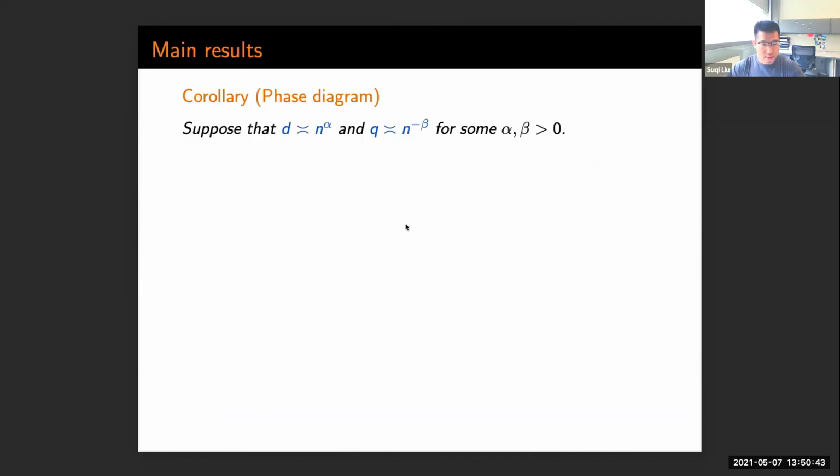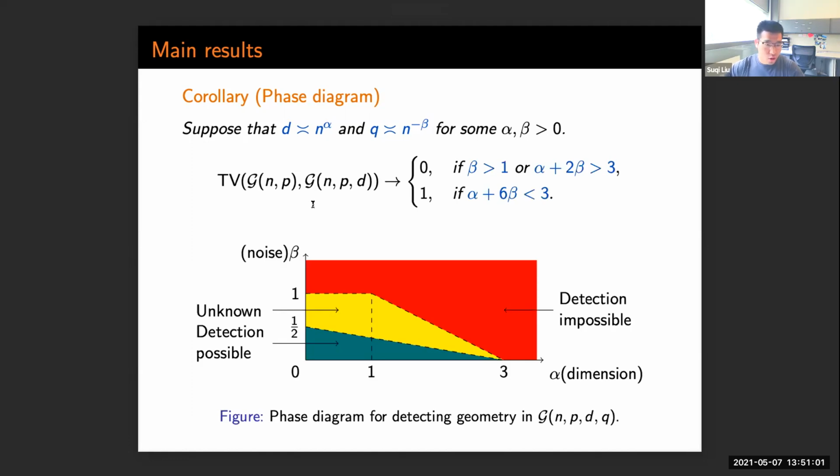So by choosing a convenient parameterization of the dimension and the noise level, we can actually depict a phase diagram in a two-dimensional space. Suppose that d grows as n to the alpha and q approaches 0 as n to the minus beta for some alpha, beta greater than 0. Then the previous theorem translates into the following phase diagram. So in the red region, the total variation distance converges to 0, which means detection is impossible. In the blue region, the total variation distance converges to 1, which means detection is possible. And also we have an efficient algorithm to detect the geometry. And we also see there is a yellow region, which is not covered by the theorem.